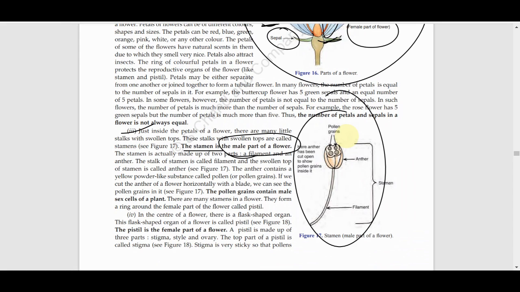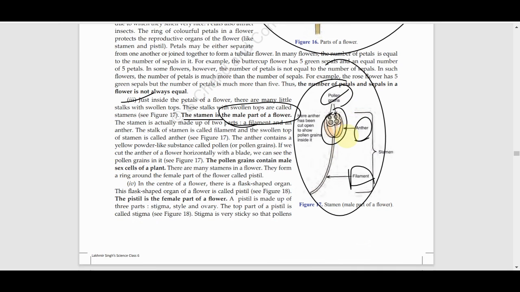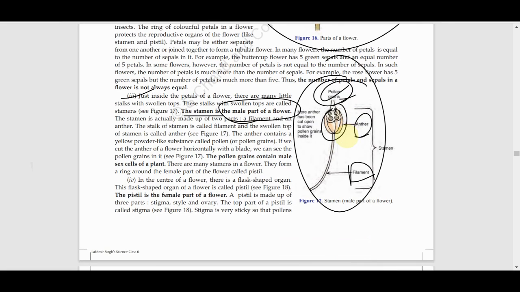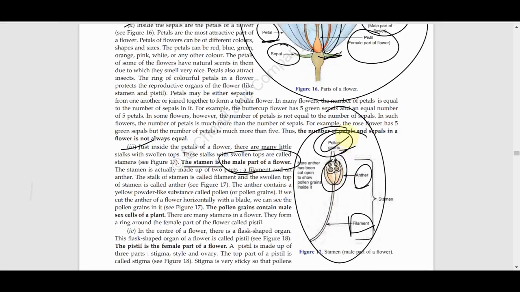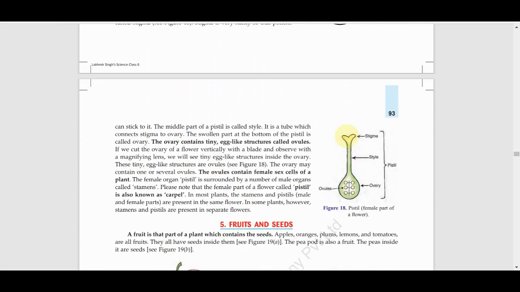Stamens contain two parts. One is known as the filament and the second is known as the anther. In this anther, you will see a swollen part, and this contains the pollen grains. Okay, and this pollen grain is known as the sex organ of a plant. This is the male part, and the second, you will see in the middle part, is known as the pistil.